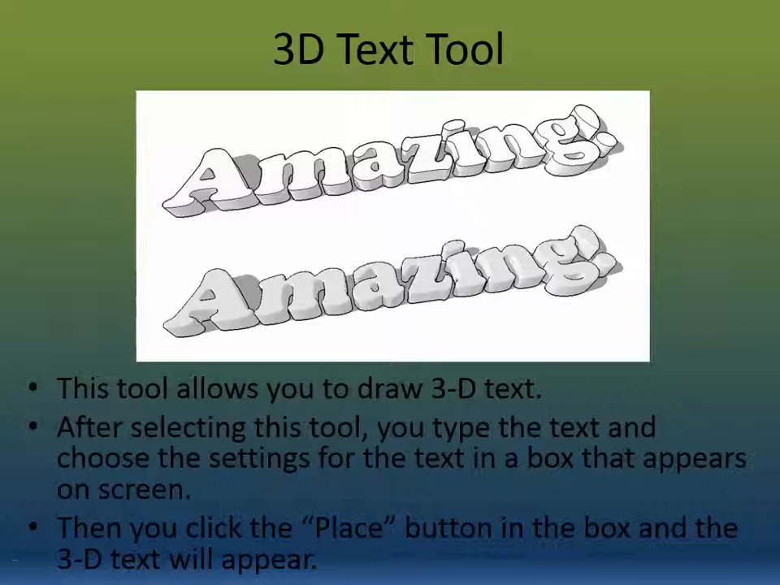So the next tool I want to talk about is the 3D text tool. This tool allows you to draw 3D text, and the way it works is after you select the tool, you type the text and choose settings for the text such as the font and the size in the box that appears. Then you click the place button inside that box and the 3D text will appear. Now I figured this would be very useful where you have to create the label for your solution for the C-STEM challenge. 3D text would be very helpful for creating that.